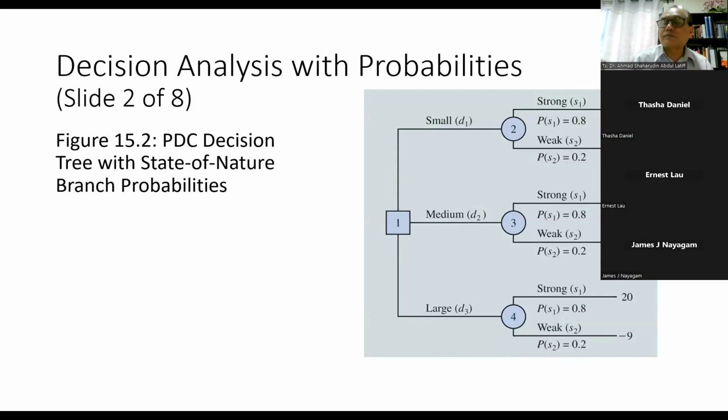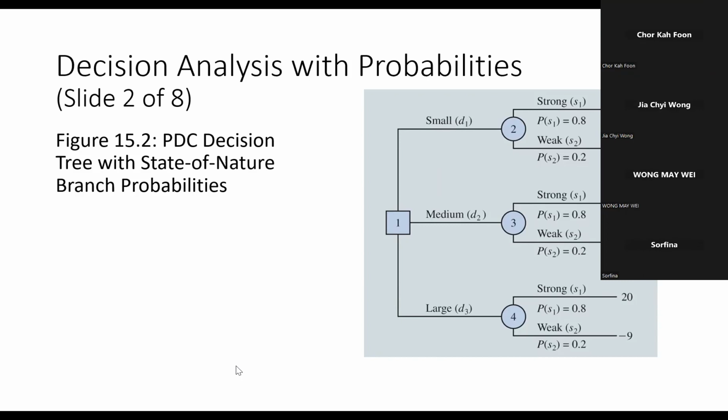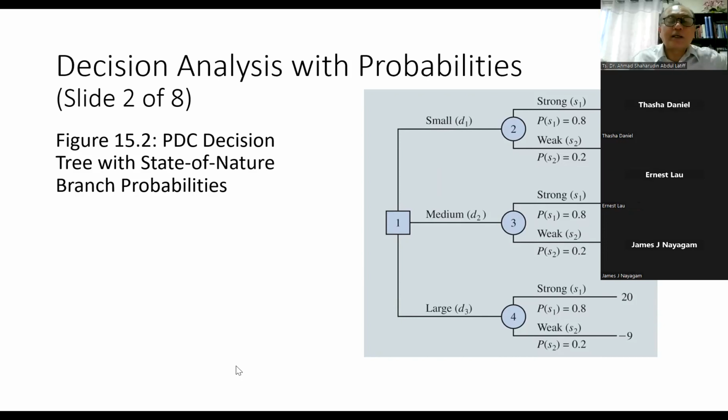So this probability is given. Usually in a case study, probability is given, but in a real study, you have to check. How do you usually obtain the probability? Anybody? In a real situation, in a case study, usually the probability will be given. But in a real situation, how do you obtain the probability? Yeah, Tasha?